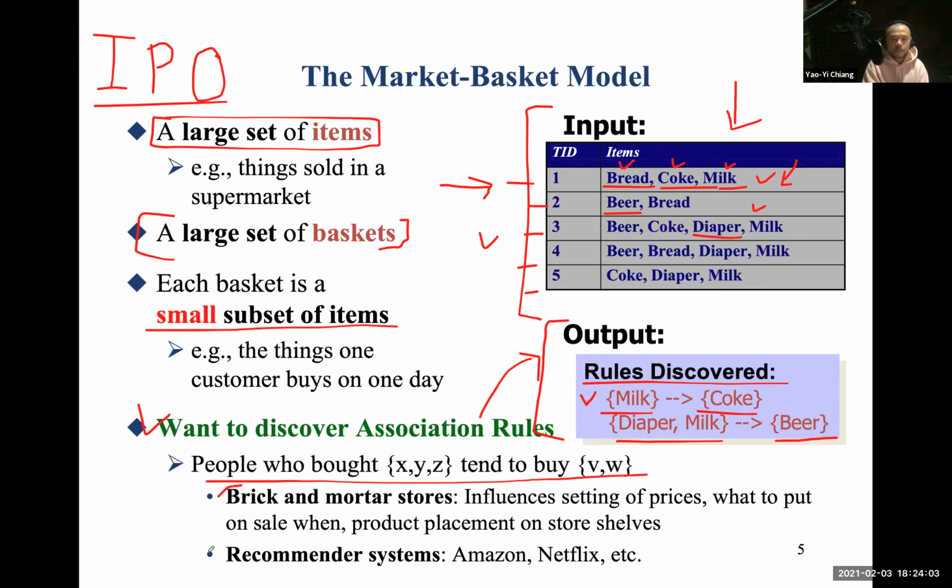People who purchase this would be highly likely to purchase this. And there will be many applications for this, right? We talk about price manipulation. We also talk about recommendation systems, right? So if someone purchased milk, you would just recommend, hey, do you want to buy some Coke?